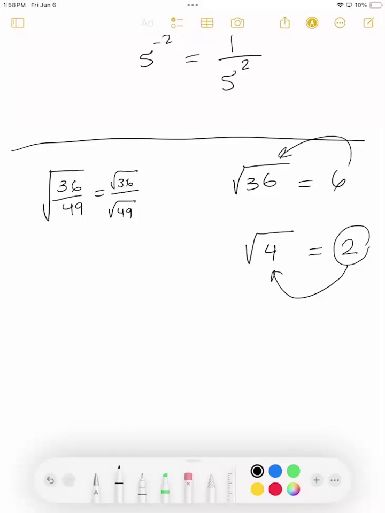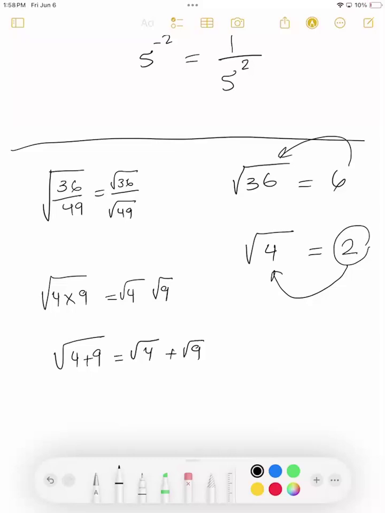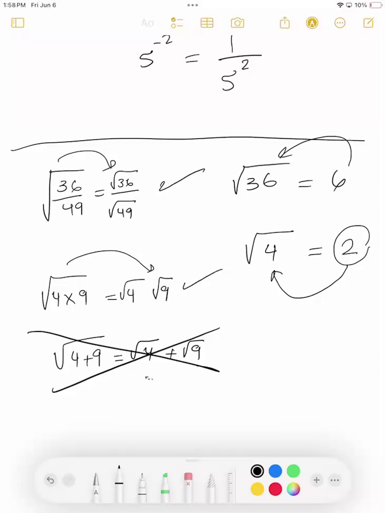This rule holds if you have 4, let's say, times 9, you can look at it as a square root of 4, a square root of 9. But if you have addition here, don't write it as a square root of 4 plus a square root of 9. This is not correct. If you have multiplication, you could write it like that. If you have a division, you could give a radical to the top, a radical to the bottom. So this is okay, this is correct, this is incorrect. The square root of 36 is 6. The square root of 49 is 7. So the answer is 6 over 7.